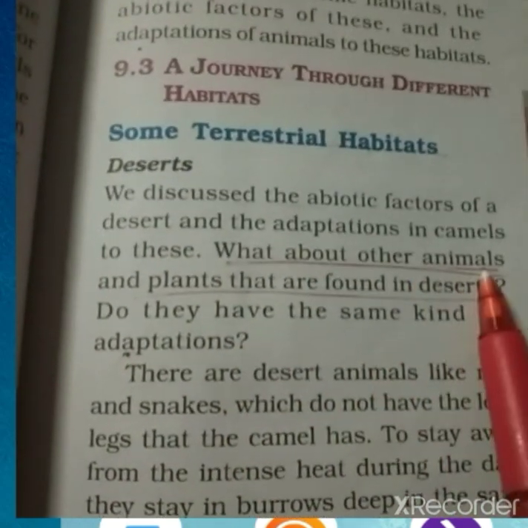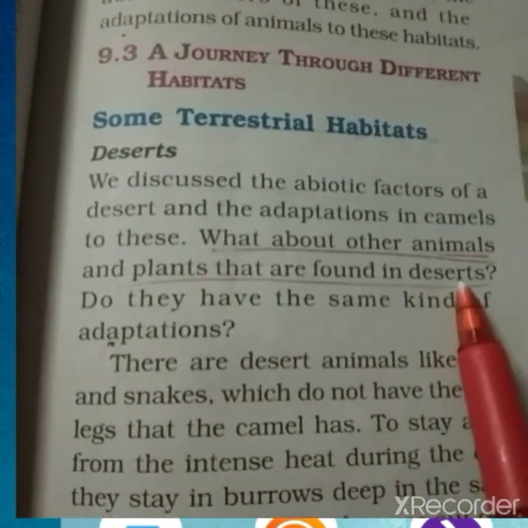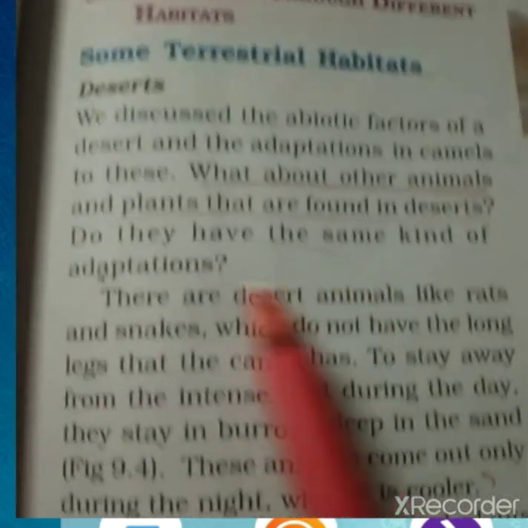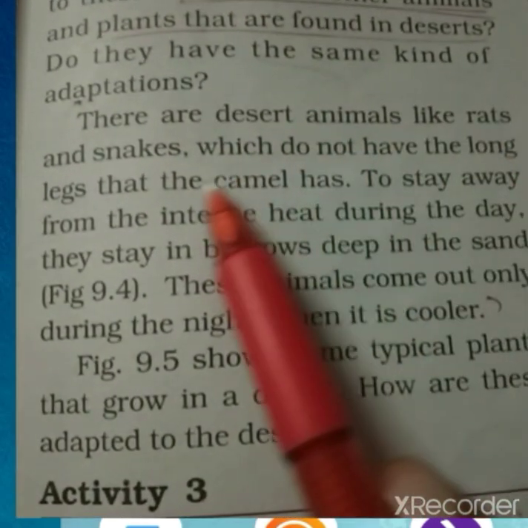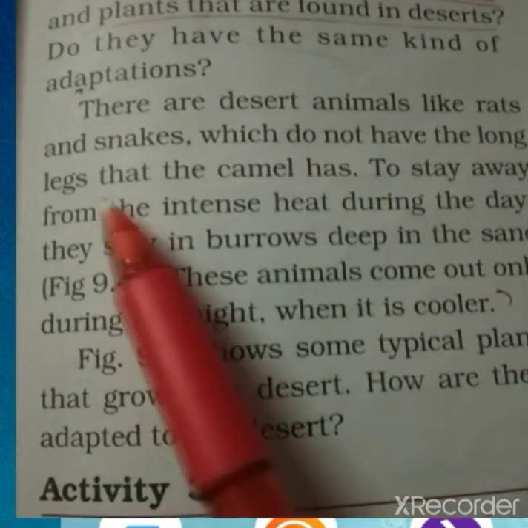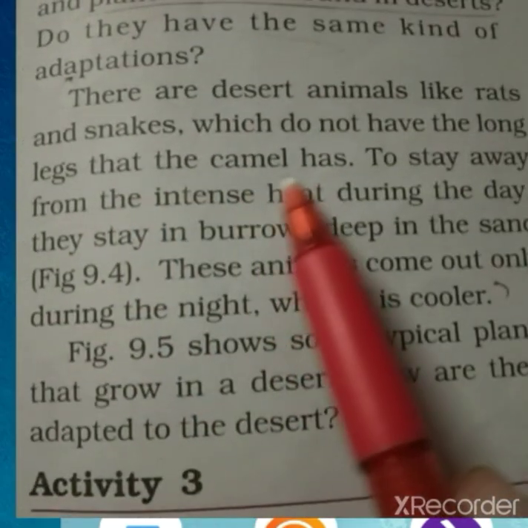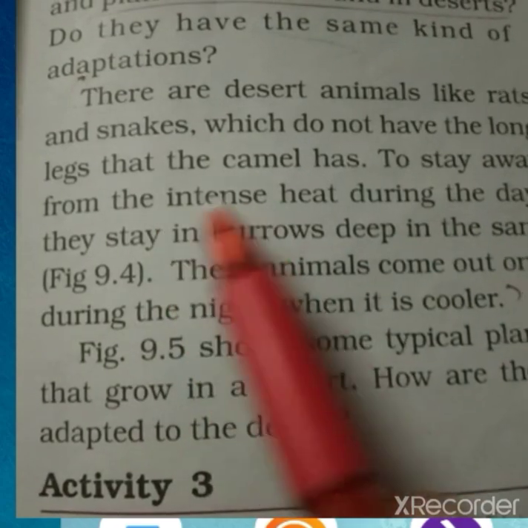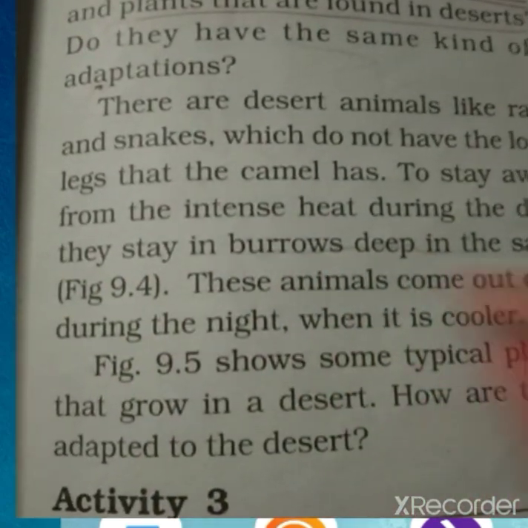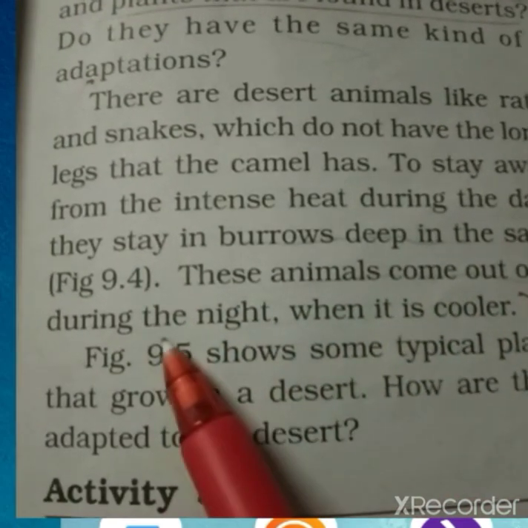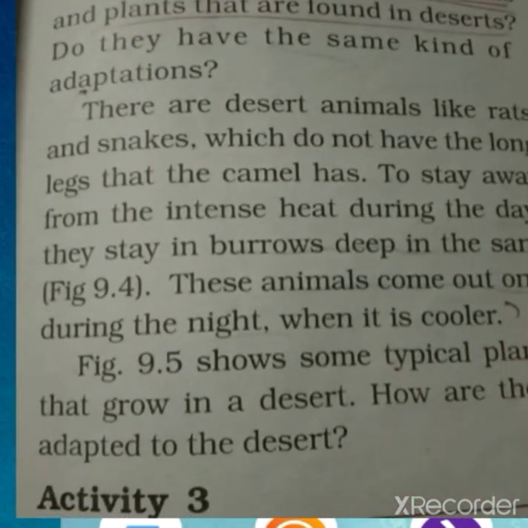What about other animals and plants that are found in deserts? Do they have the same kind of adaptation? There are desert animals like rats and snakes which do not have long legs, as the camel has. To stay away from the intense heat during the day, they stay in burrows deep in the sand, and these animals come out only during the night when it is cooler.